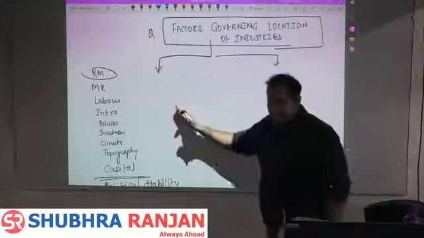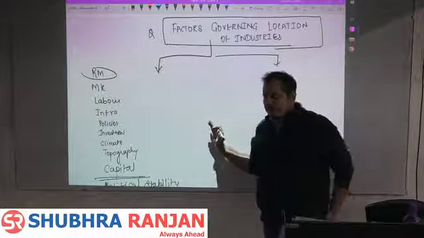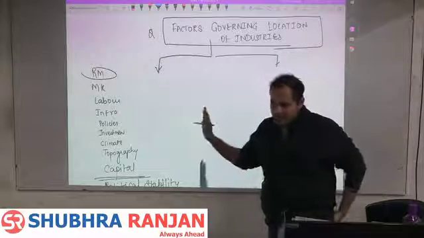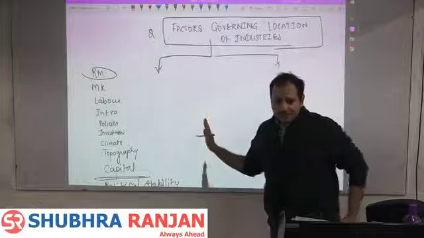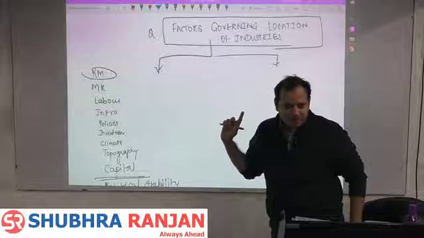Geographical factors can be climate, topography, terrain, soil, raw material, and the non-geographical factor can be policies, etc. All this region. Fine? Is the board clear, or do you want the light to be switched off? Okay?